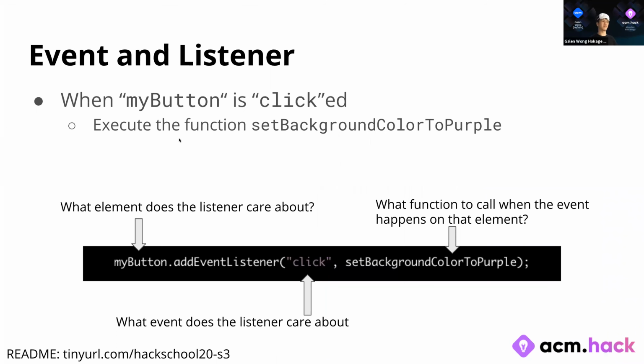And to break it down again, you can see the syntax is here. When my button is clicked, I'm going to execute set background color to purple. I use a different name so that you guys don't guess the function name and the color right away. But again, to reiterate, you have my button. What elements do we care about? Where are we listening for the events? We're listening on the button, right? And we add event listener. We're listening for the click events. And we are executing the set background color function when the click event happens.